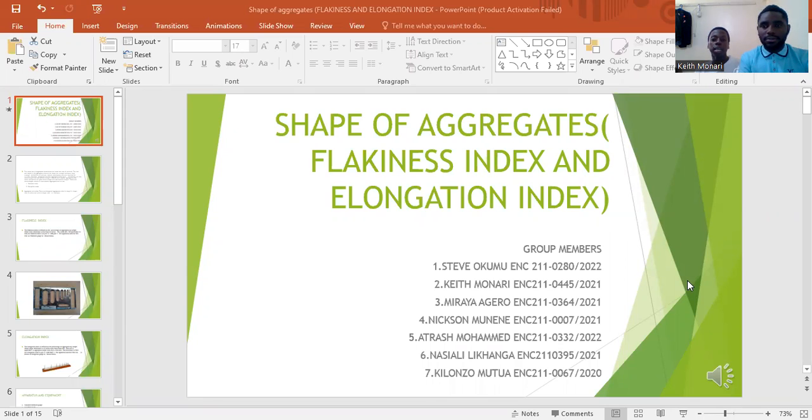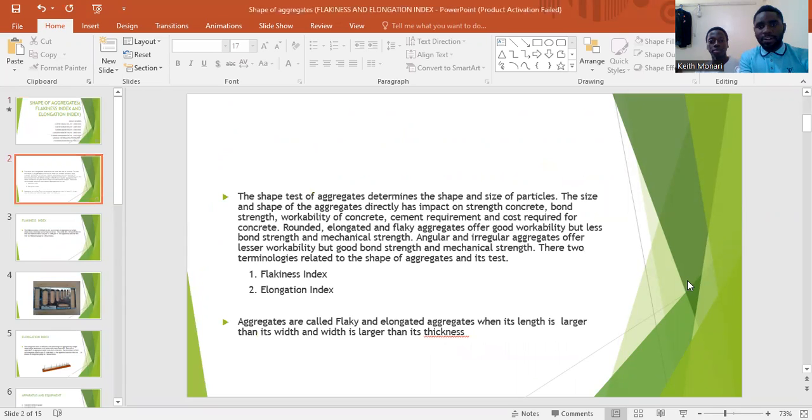Now, the experiment was carried out at the Civil Engineering Annex Lab as moderated by Mr. Juma, with the lecturer of this unit being Dr. Gadimba. The shape test of aggregates determines the shape and size of particles. The size and shape of the aggregates directly has an impact on concrete, bond strength, workability of concrete, cement requirement, as well as the cost required for the concrete.